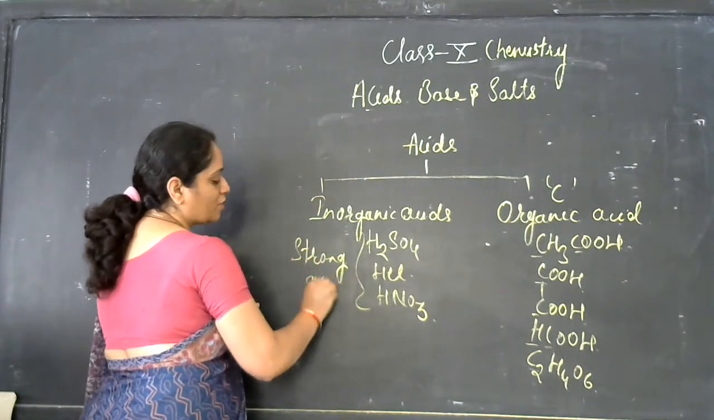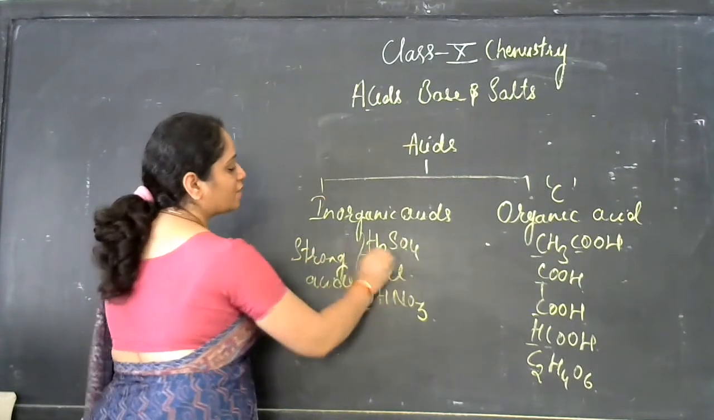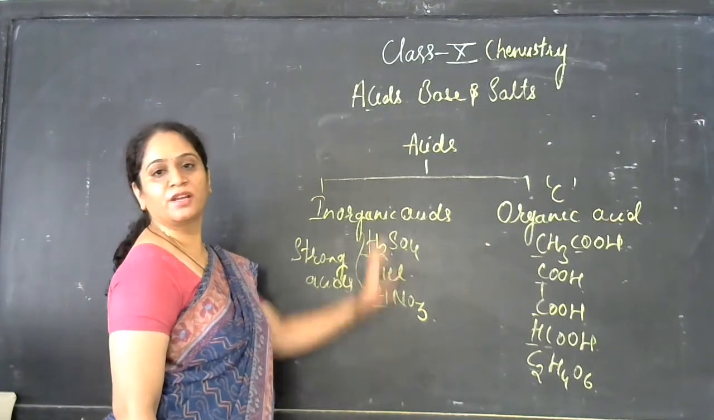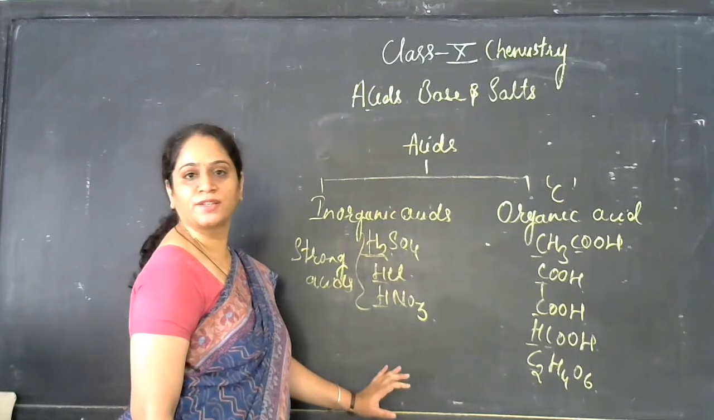Why can we call them strong acids? Because they give H positive ions in the solution very easily, very comfortably. They can give a high hydrogen ion concentration in the solution.